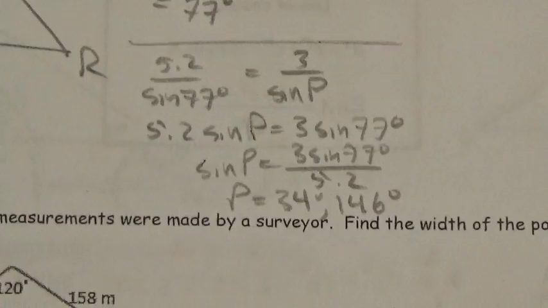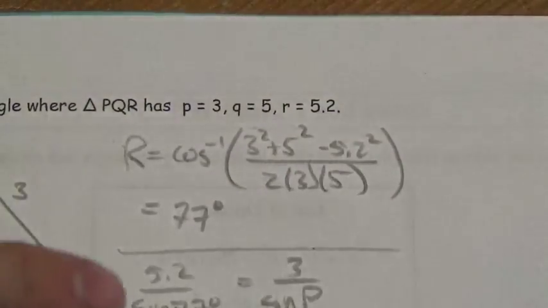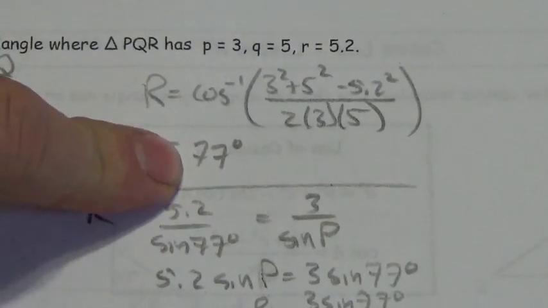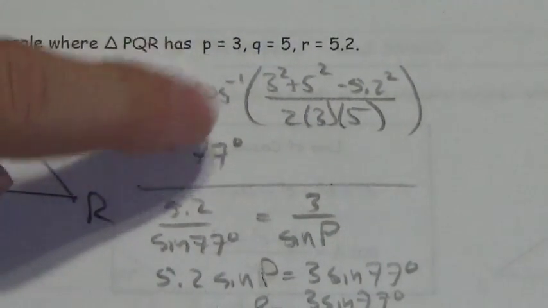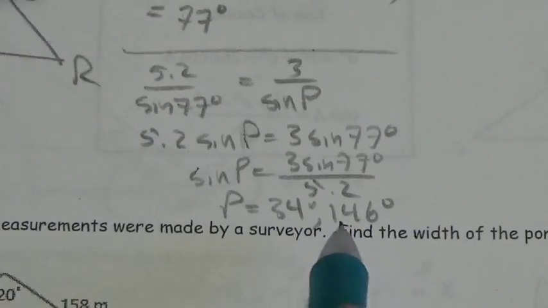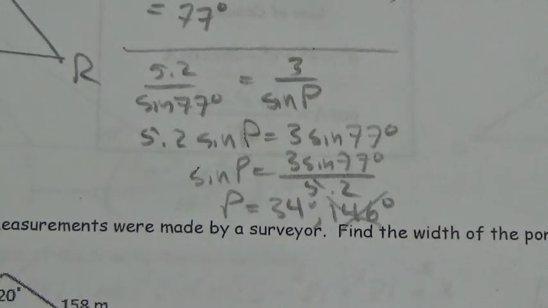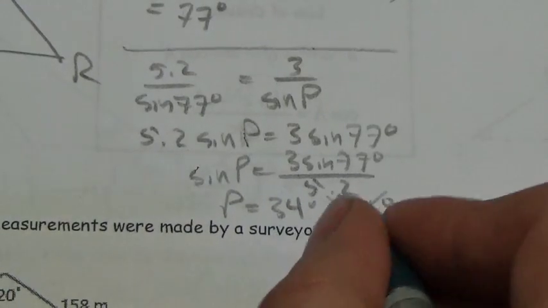Okay, but now here's the thing. I just went through and used the cosine law to find the largest angle in the triangle. I know this is the largest angle because it's opposite the largest side. So P is supposed to be the smallest angle. It can't possibly be 146. It's got to be 34.